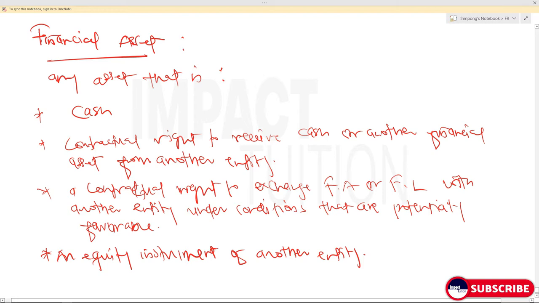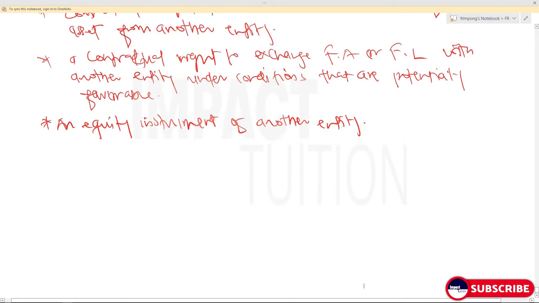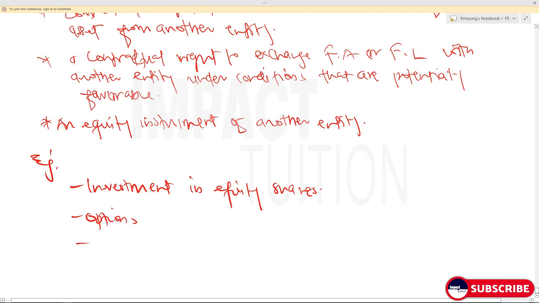Right, a financial asset is any asset that is cash, a contractual right to receive cash or another financial asset from another entity, a contractual right to exchange financial assets or financial liabilities with another entity under conditions that are potentially favorable, and an equity instrument of another entity. So examples of financial assets include investments in equity shares, options, trade receivables.